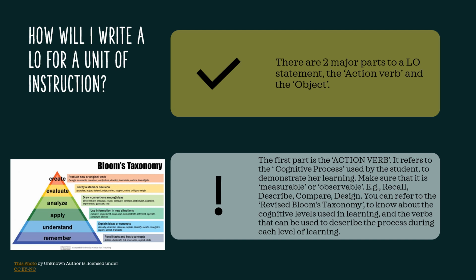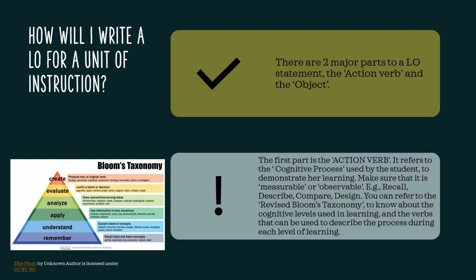There are two major parts in a learning outcome statement. The first is the action verb and the other is the object. The action verb describes the cognitive process used by the learner to demonstrate his or her learning. One thing you must be careful about when selecting the action verb is that it must be measurable or observable.